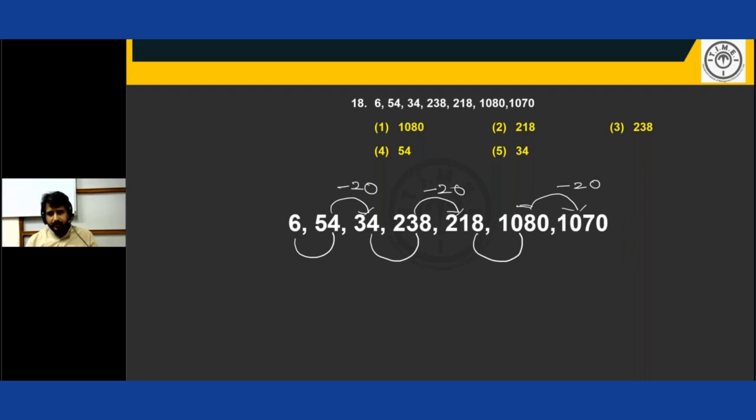this could be 1090, or if it is a wrong number, it can be 1060. We don't know which is correct, which is wrong. Let's check the pattern.